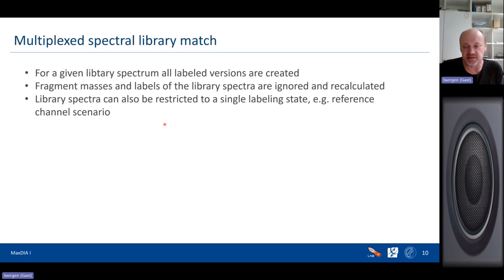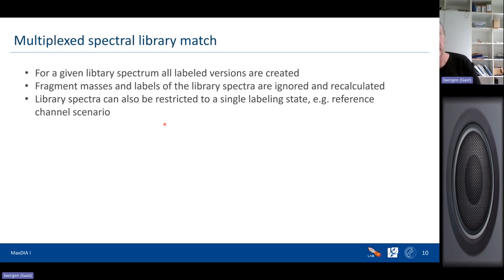So then the next step is to identify the spectra in the multiplexed DIA sample, and for this we use a multiplexed in silico library. So we search by default for all of the labeling states, but you could also restrict the search to only one of the labeling states or any subset of the labeling states, which might sometimes be better if you have a reference state. Like, let's say your heavy channel is always a carrier channel that may be more abundant, and the others are, let's say, single cell channels.